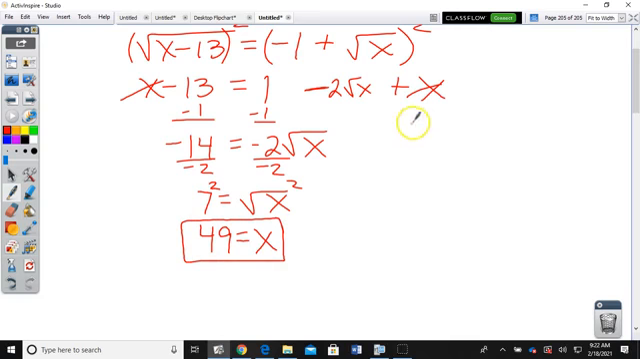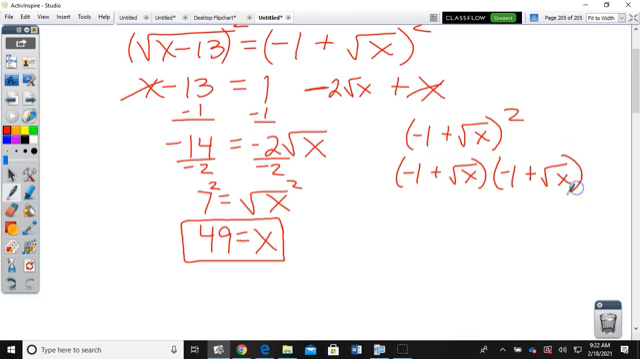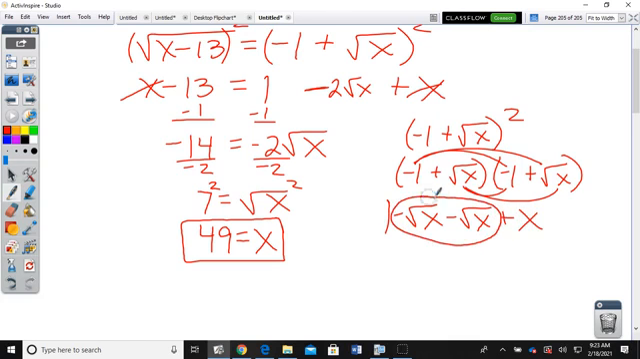So, -1 plus the square root of x, squared, means -1 plus the square root of x times -1 plus the square root of x. I'm going to do it the long way so you understand the shortcut. So, here's the long way. -1 times -1 is 1. -1 times square root of x is negative square root of x. Square root of x times -1 is negative square root of x. Square root of x times square root of x is x.